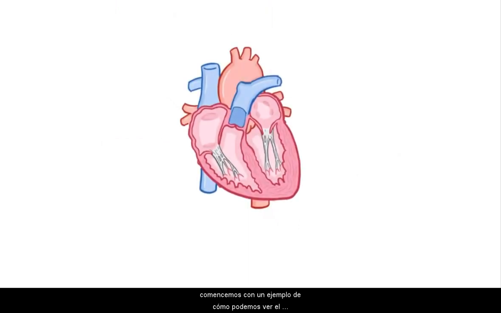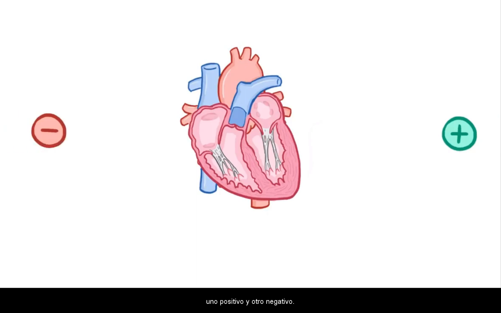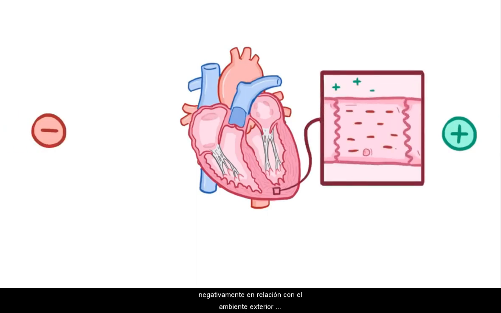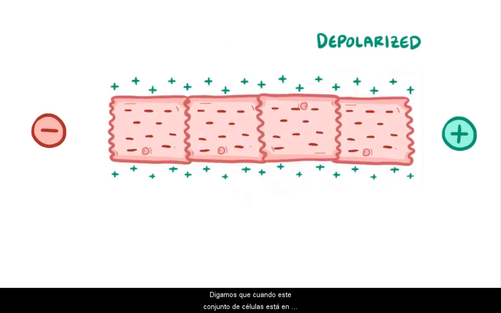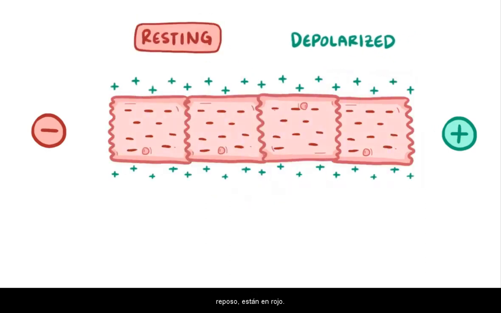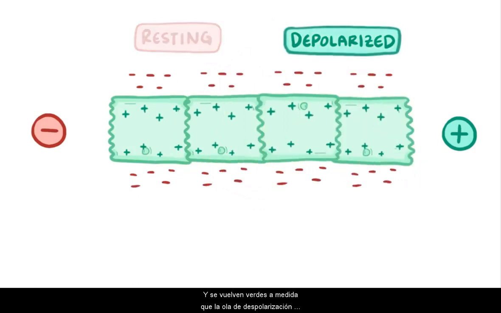To understand the basics, let's start with an example of how we can look at the heart with only one pair of electrodes, a positive one and a negative one. Remember that at rest, cells are negatively charged relative to the slightly positive outside environment. And when they depolarize, the cells become positively charged, leaving a slightly negative charge in the outside environment. So let's say that when this set of cells is at rest, they're red. And then they turn green as the wave of depolarization moves through them.